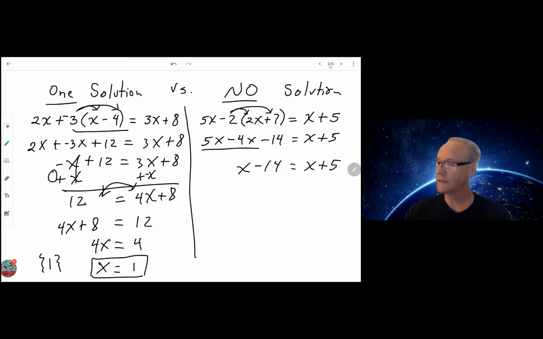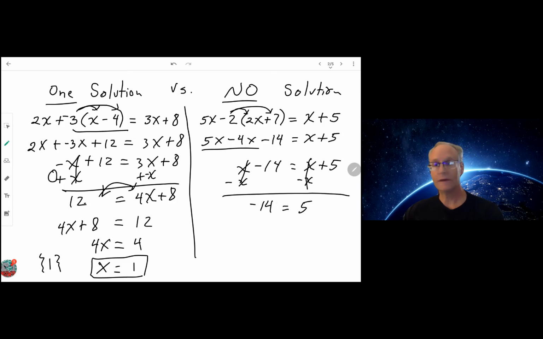Hopefully you recognize already that this is never true, because no matter what I subtract, if I subtract x minus a number 14 and I add 5 to the number, they're going to have different answers. But some people are going to go all the way to here, subtract x, and then they start getting confused. But don't worry, I'm going to get -14 is equal to 5. And that will never happen.